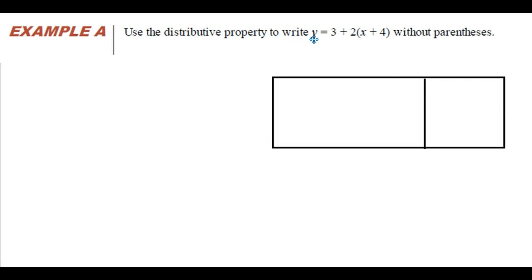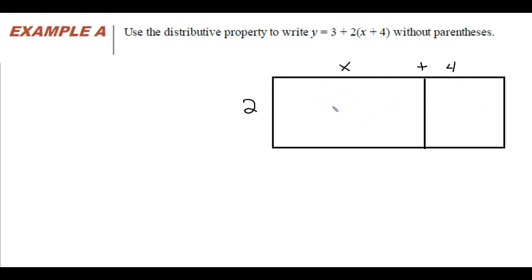Use the distributive property to write y equals 3 plus 2 parentheses x plus 4 without parentheses. All right, so what we are going to do first is look at this box. I'm going to represent this multiplication as an area representation. So this side is going to be 2, and this side would be x plus 4. I want to multiply the 2 times the x and the 2 times the 4. That way I can find the area of these two rectangles.